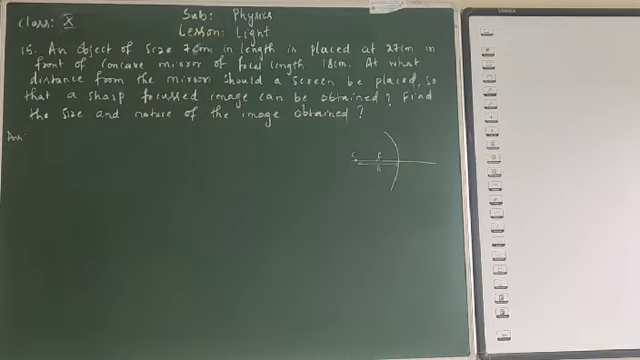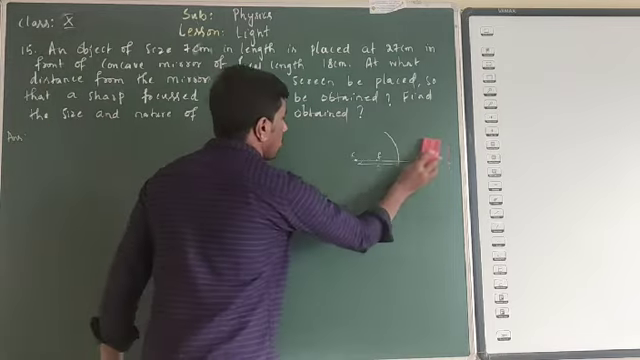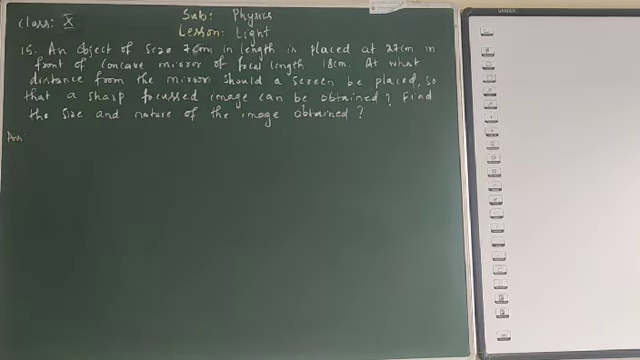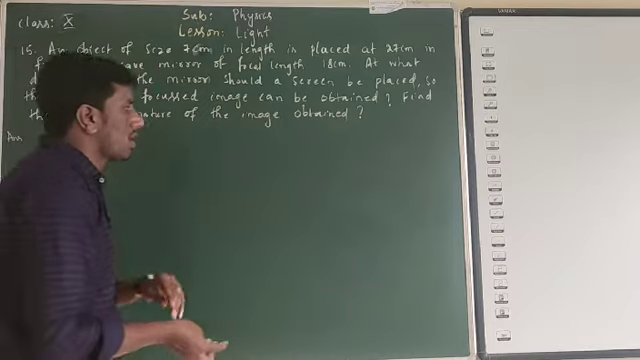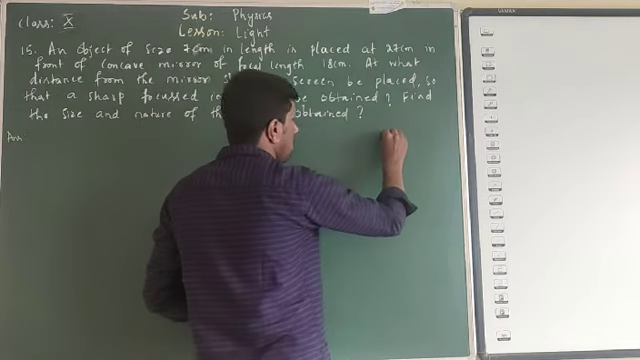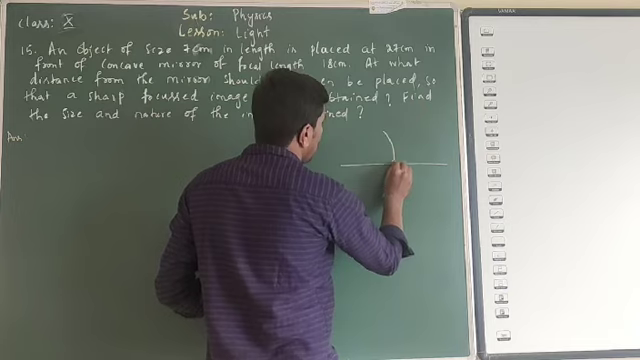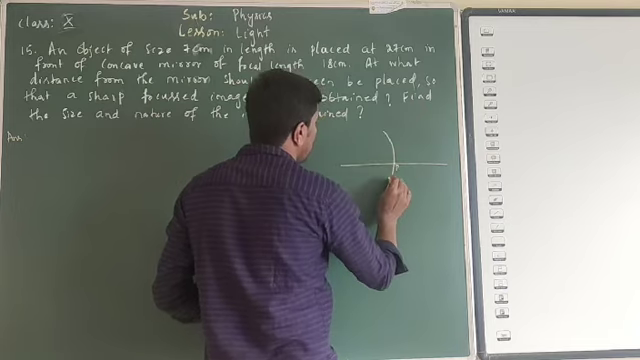I have given the homework to you. Now we'll discuss the 15th question. The 15th question is: an object of size 7 cm in length is placed at 27 cm in front of a concave mirror. Here it is a concave mirror.